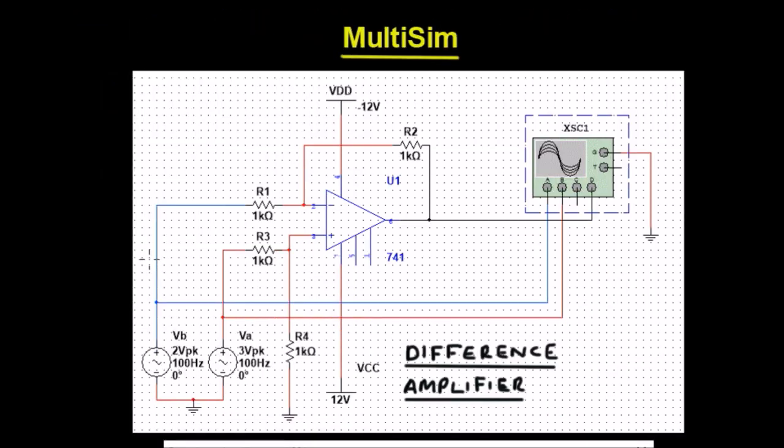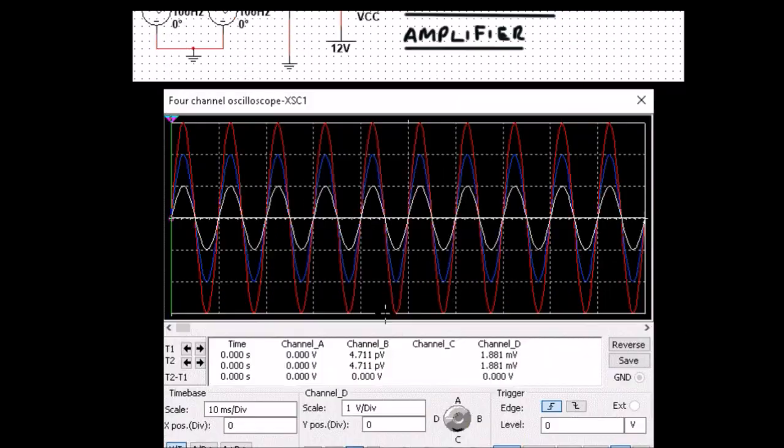Now, if we look at it in Multisim, that's the circuit for this subtractor or difference amplifier built up in Multisim. You can see that our inputs here are a 3 volt peak signal and a 2 volt peak signal, so it's going to amplify the difference. The difference is going to be 1 volt peak. I've set it up with the resistor values so that the amplification is only a value of 1. So it should take the 3 volt signal, take away the 2 volt signal, and just give us a 1 volt signal at the output. So let's have a look and see.